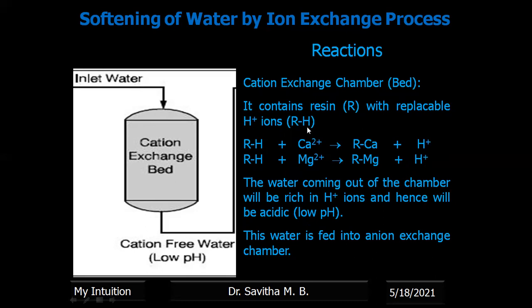Now first the water is passed through the cation exchange bed. In the cation exchange bed, the resin has H plus ions. The inlet water has calcium and magnesium ions. So when it passes through the exchange bed, all the calcium will be trapped and H plus will be released. The water coming out from the cation exchange chamber will be rich in H plus ions. That means it will be acidic in nature. Now, with the help of a pump, this water is fed into the next chamber.